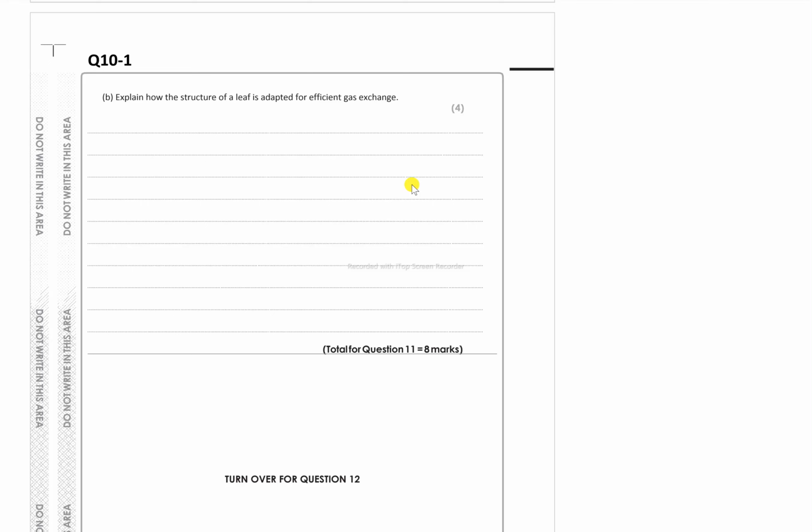Right, we're carrying on with this leaf worksheet. Explain how the structure of a leaf is adapted for efficient gas exchange.